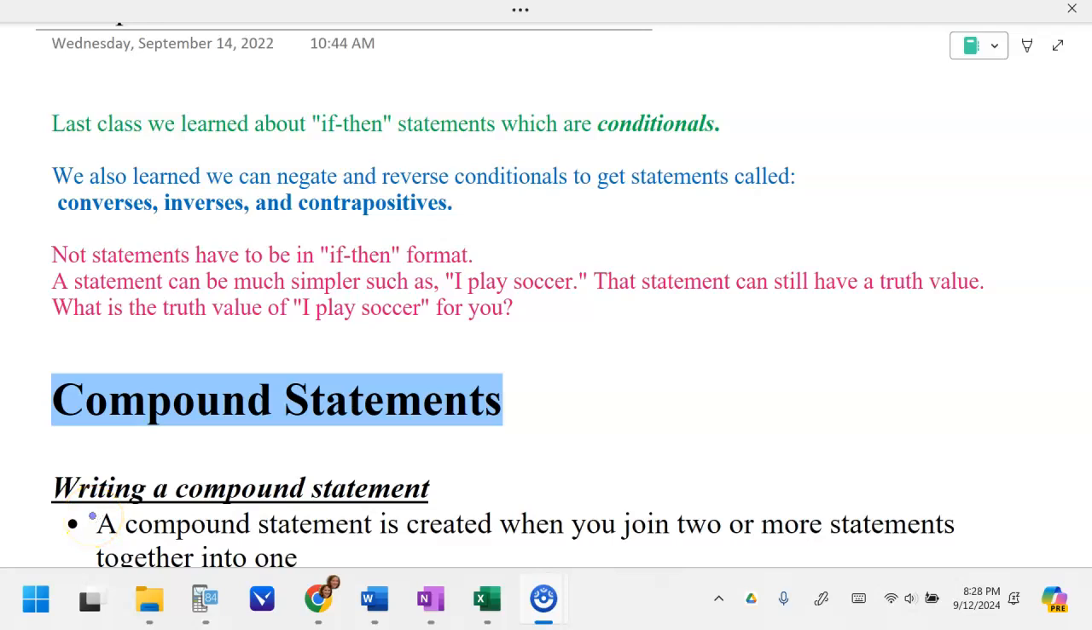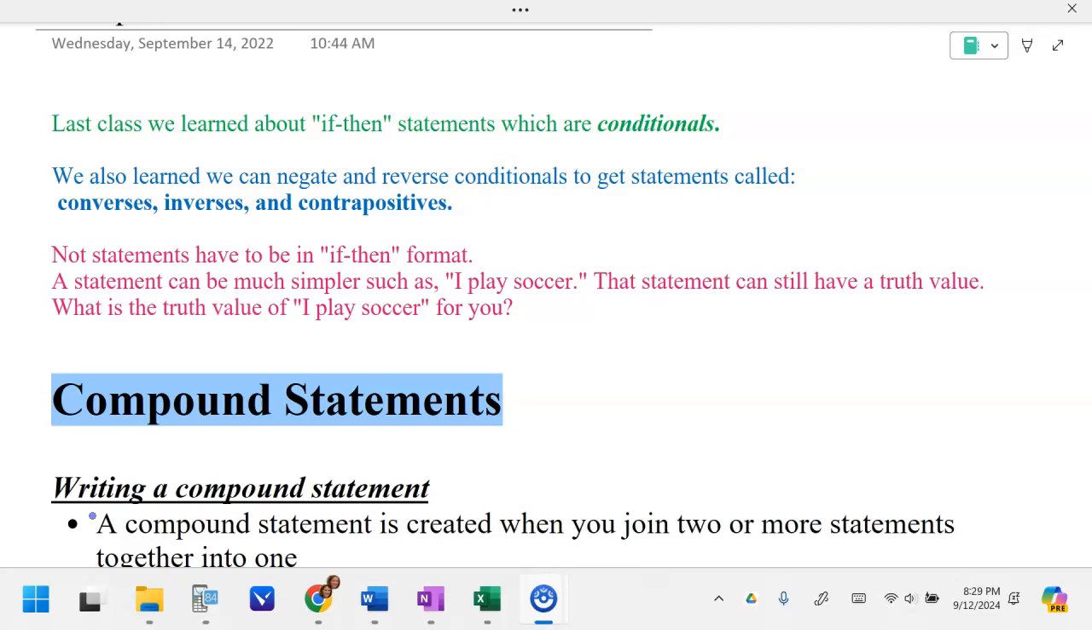Last class, we learned about if-then statements, which are just conditionals. And we also learned about converses, where we're flipping the hypothesis and the conclusion. We learned about inverses, where we're just negating the hypothesis and conclusion. And we learned about contrapositives, where we are both flipping the conclusion and the hypothesis, and we're negating both of them.